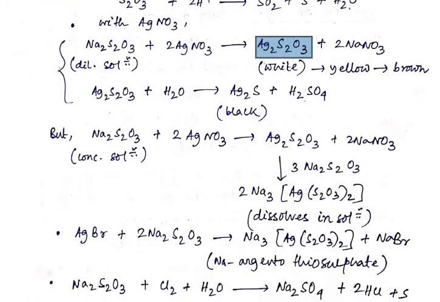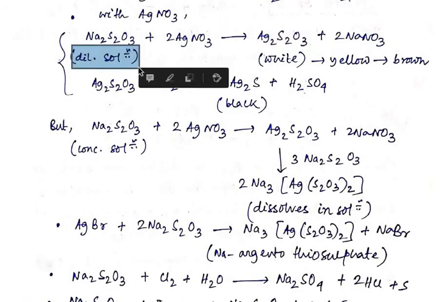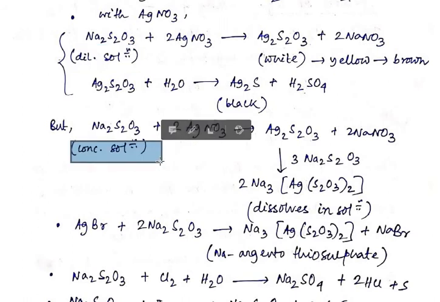Okay. Another reaction is also there. Suppose I have the Na2S2O3, means suppose I have the sodium thiosulfate solution, but the solution is very concentrated. Okay, so in the last case we had already discussed the dilute solution of the Na2S2O3, and now we are talking about the concentrated solution of the Na2S2O3. So these two reactions are different.